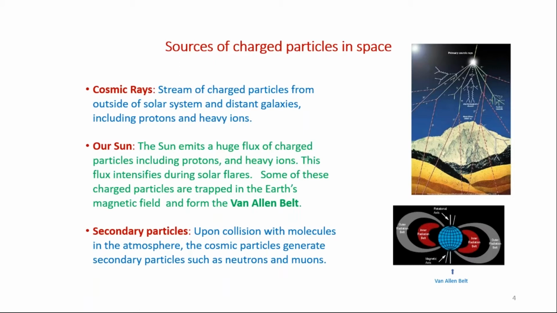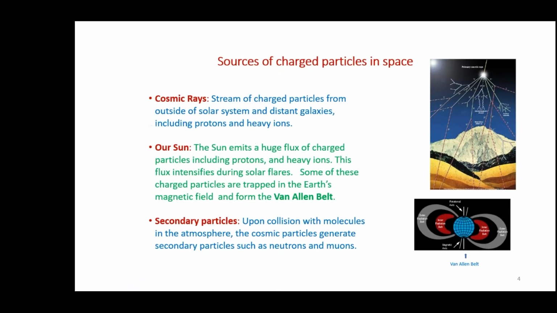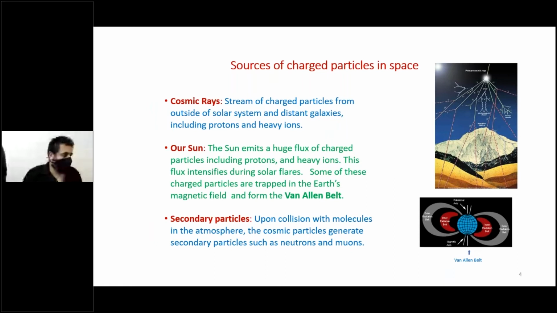So what are the sources of these charged particles in space? There are basically three sources. The first one could be cosmic rays. For example, if there's a supernova explosion somewhere in another galaxy, it creates a lot of charged particles and sends them towards our galaxy, and eventually they reach the Earth. So the planet will be bombarded by protons and heavy ions, and a satellite revolving around the planet could receive these heavy ions and protons.